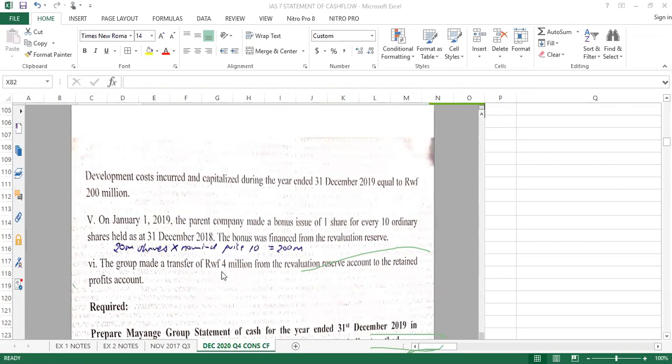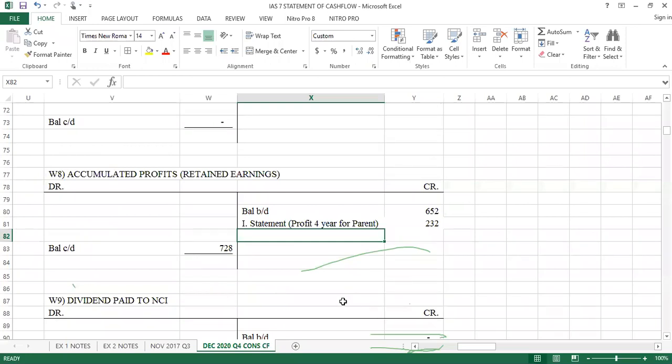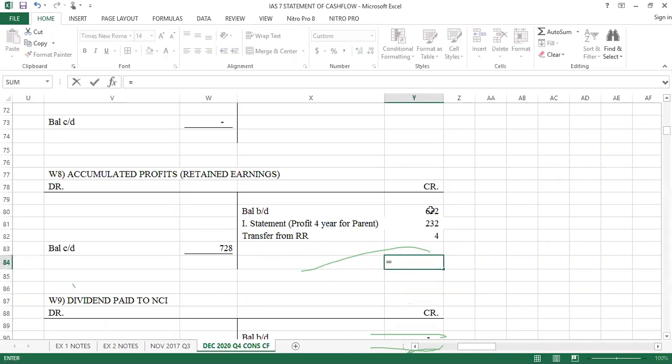Thank you for that. That is why it's good to learn together. The group made a transfer of 4 million from the revaluation reserve account to retained profits. So retained profits gained 4 million. Transfer from revaluation reserve is 4 million. So of course this side is more. So 6 plus this plus that, how much does it give you? 888. So this also gives you 888.